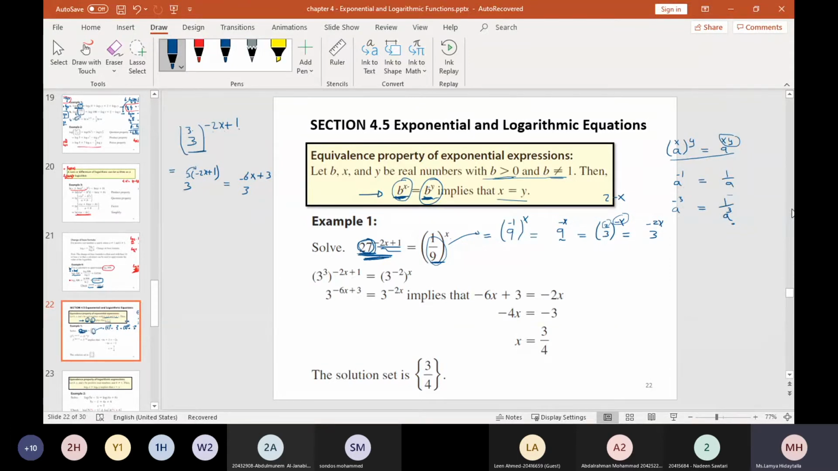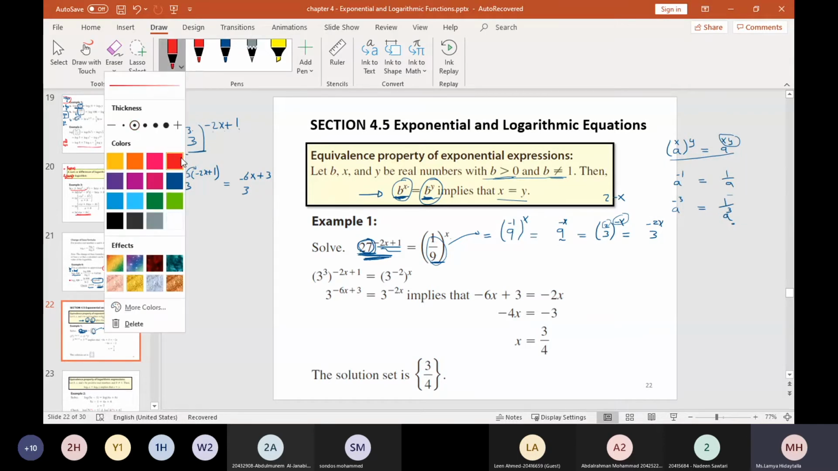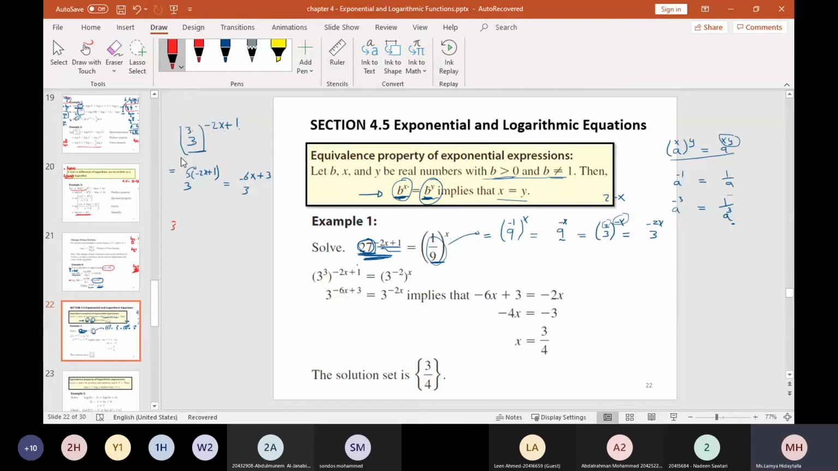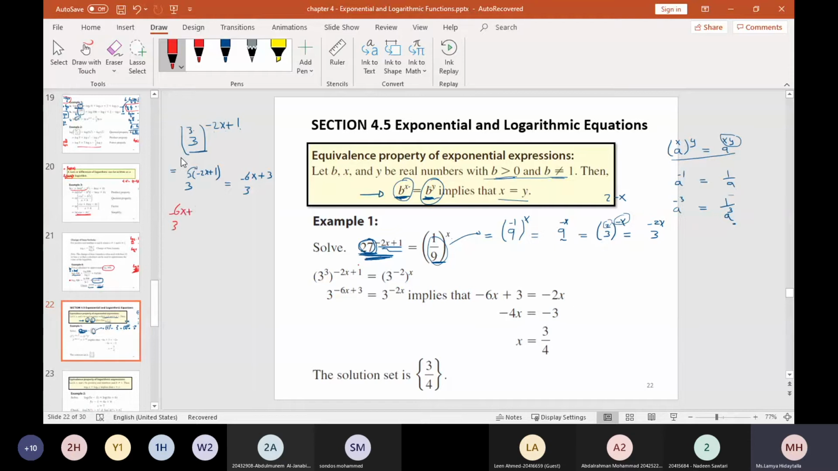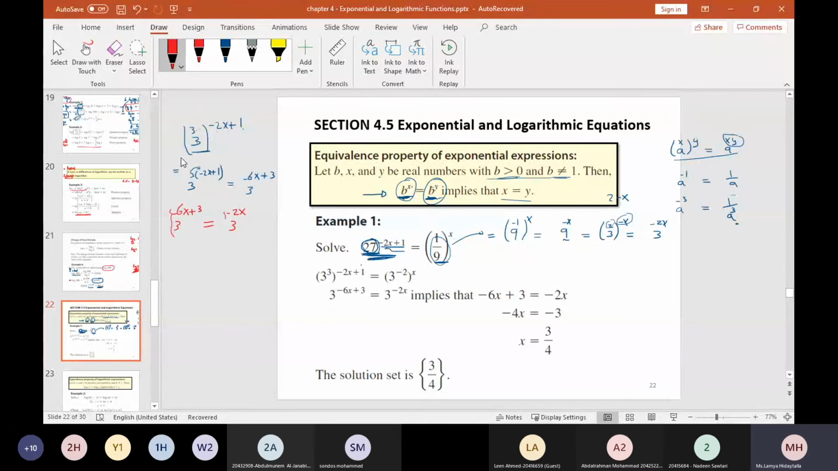Okay. So now both are in the same base. So now the problem is: 3 to the power minus 6x plus 3 is equal to 3 to the power minus 2x. Since this is equal to this side here, then the only way out is that the powers are equal. So in this case, minus 6x plus 3 should equal minus 2x.